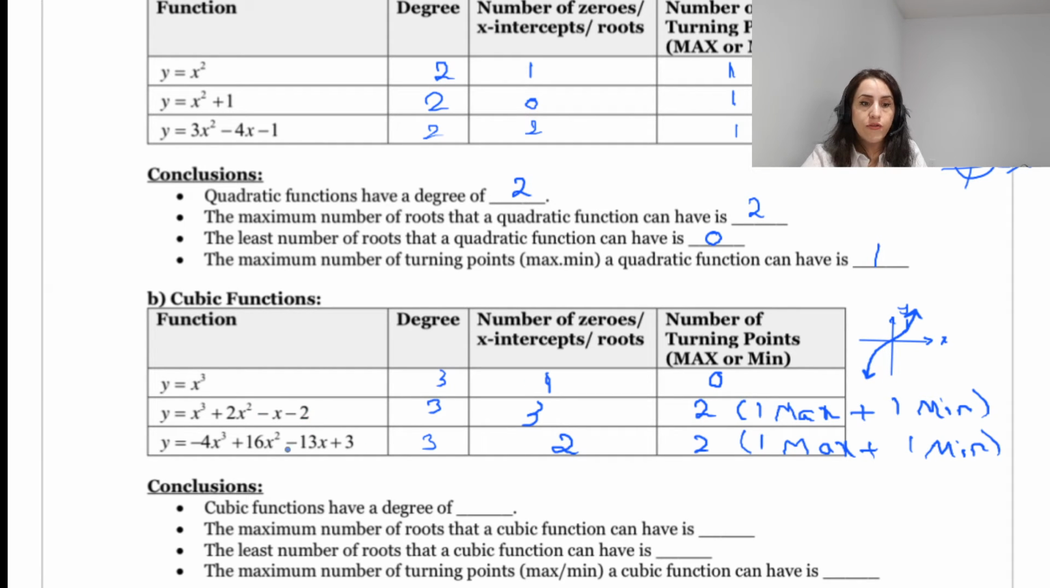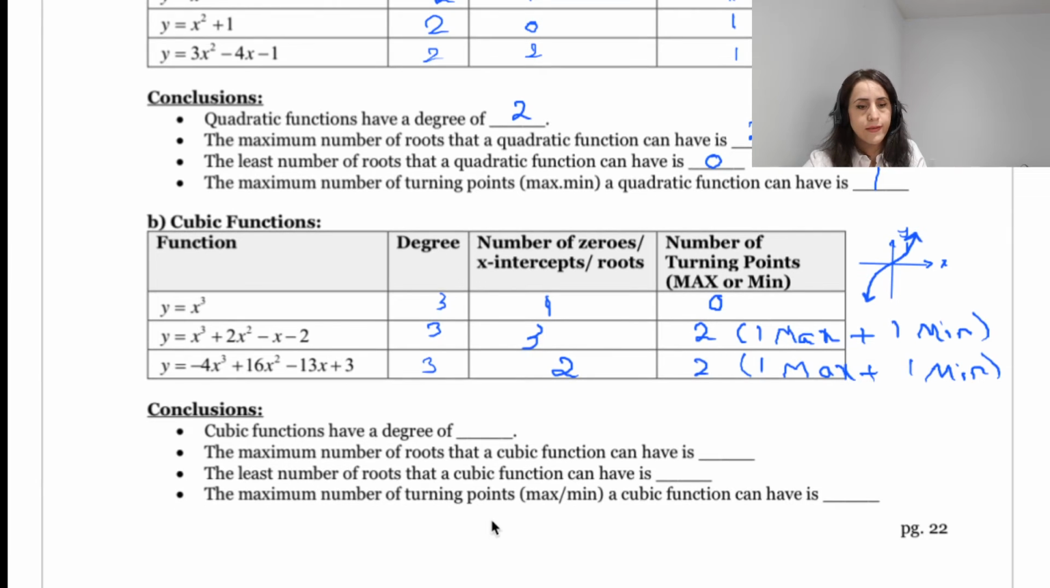But for the other two that I did on Desmos, I found 3 x-intercepts and 2 turning points, and 2 turning points. Okay, let's write it down for this one. A cubic function has a degree of 3. The maximum number of roots that a cubic function can have is 3. The least number of roots is going to be 1. The maximum number of turning points, as we see, is 2.